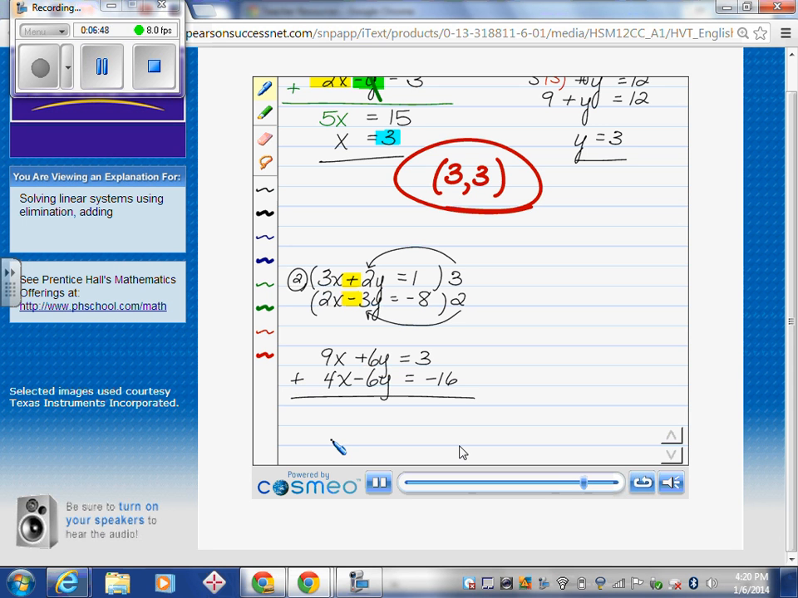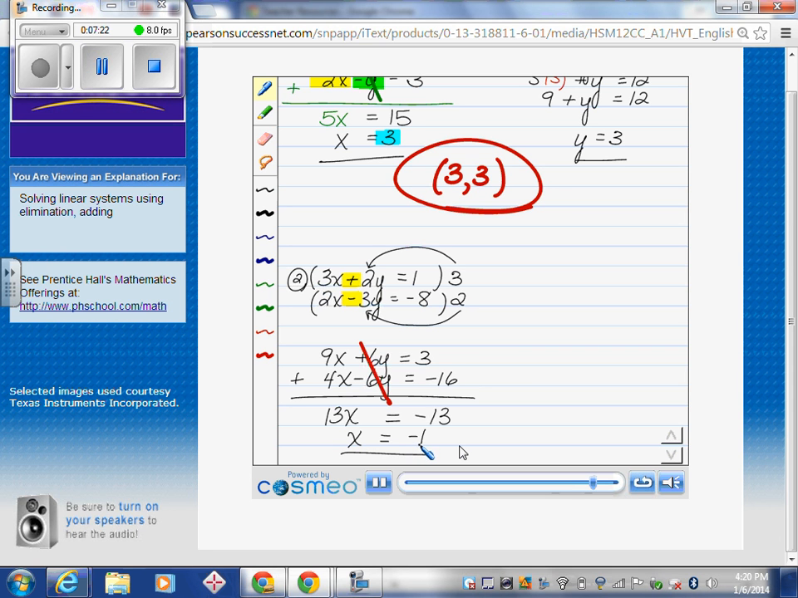Now we're ready to add. 9x plus 4x is 13x. When we add our y's here, positive 6y and negative 6y, we get 0y. It is eliminated. 3 plus negative 16 is negative 13. If we divide both sides here by 13, we're going to be able to solve for our variable x. We get that x is equal to negative 1. So we know what one of our values is.